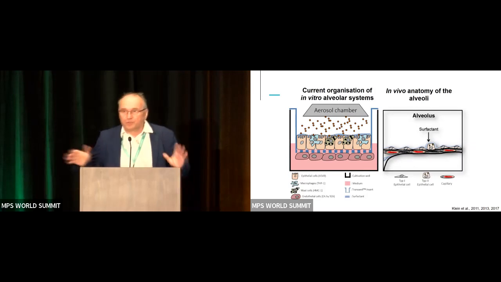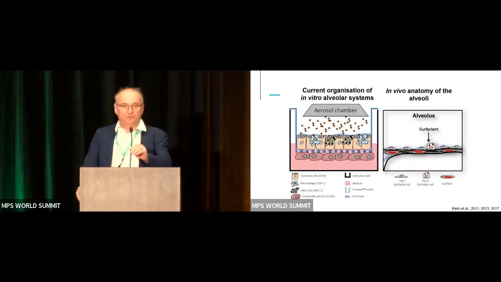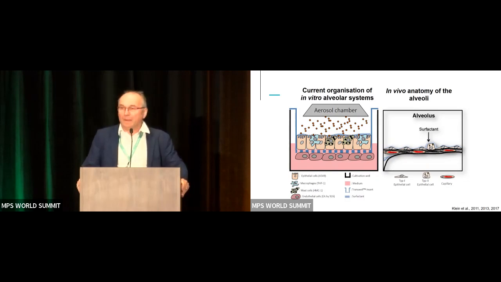Before I go to all these commercial things, I will show a few slides from the work that we do in Luxembourg. On the right side, you see a schematic representation of how an alveolar epithelial area looks like. You have epithelial cells type 1, type 2. You have capillary cells, and of course, you will find some immune cells. And that's what you try to do.